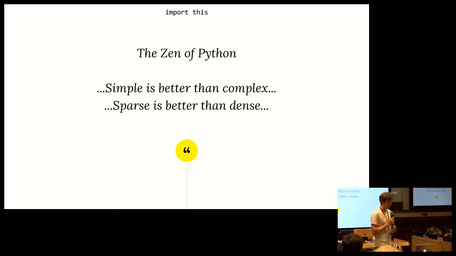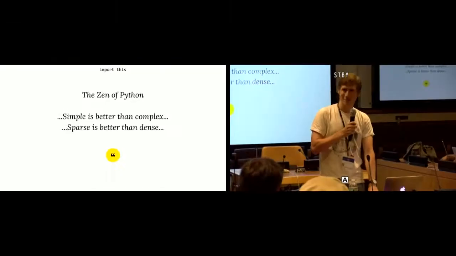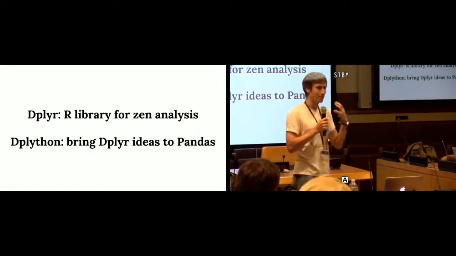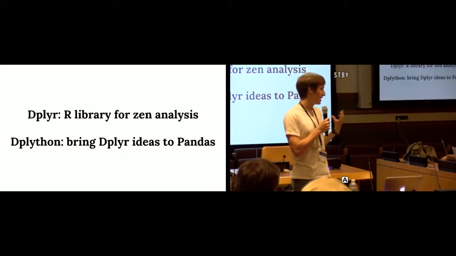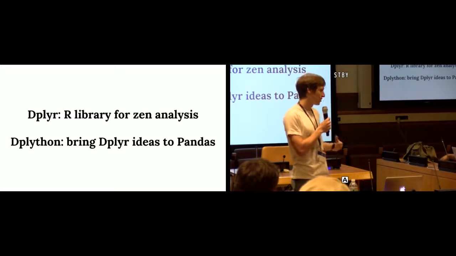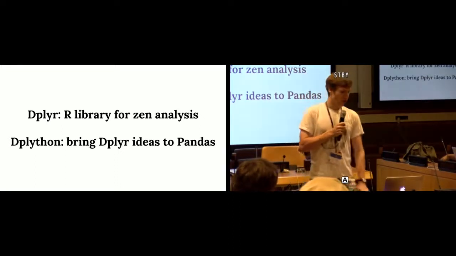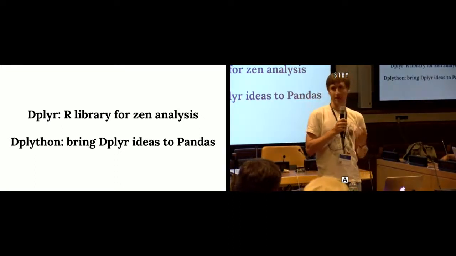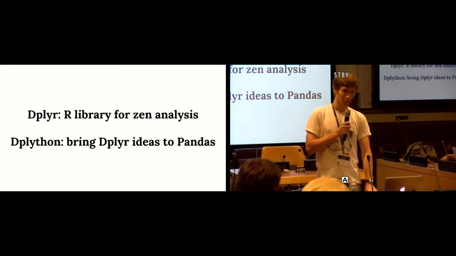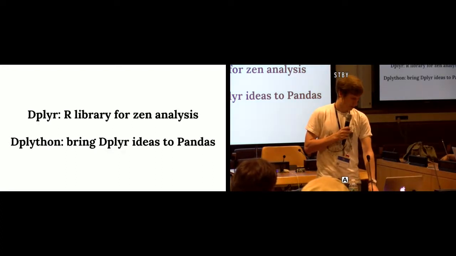So recently I learned this great library called dplyr, which is really fantastic, but it's in R. It's not in Python. And I love Python, and I think many of you in this room love Python. I found that dplyr maps a lot better onto the way I think about data analysis, making me much faster at writing code to analyze data. So the goal of dplython is to bring the ideas of the package dplyr to Python.